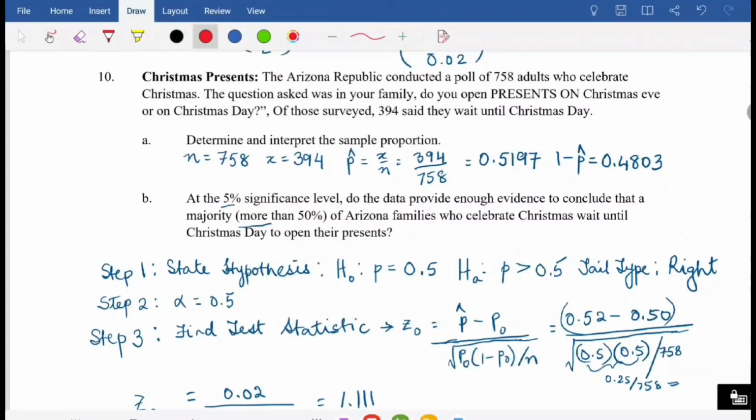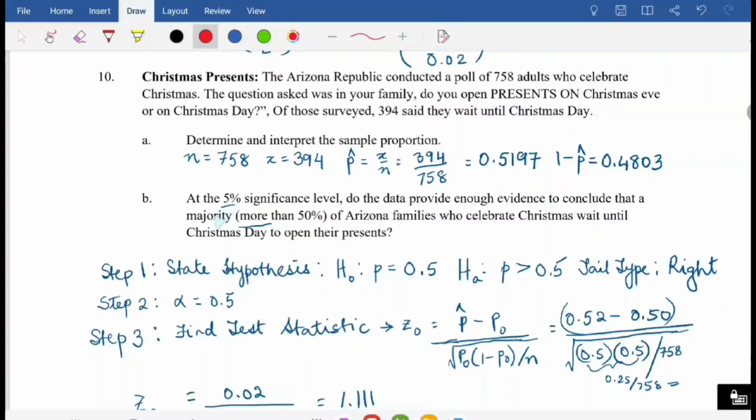Now here's a question to perform a hypothesis test with proportions. On Christmas presents, the Arizona Republic conducted a poll of 758 adults who celebrate Christmas. The question asked was, in your family, do you open presents on Christmas Eve or on Christmas Day? Again, this is a yes or no question with two answers, whether somebody opens their present on Christmas Eve or on Christmas Day. Of those surveyed, 394 said they wait until Christmas Day.